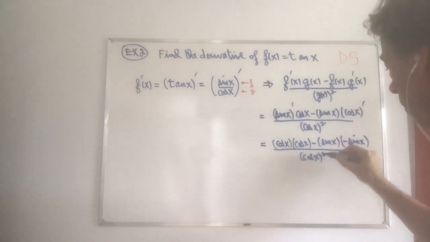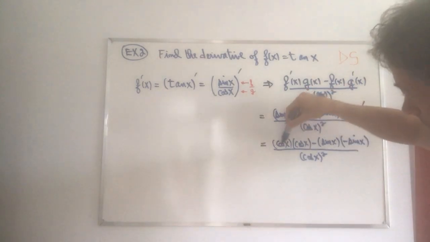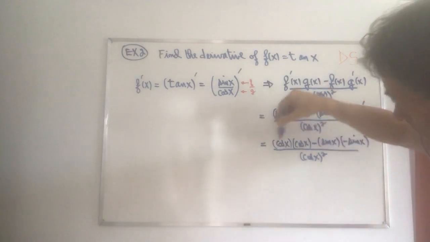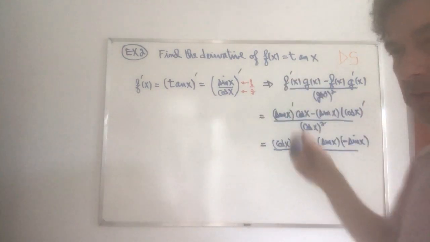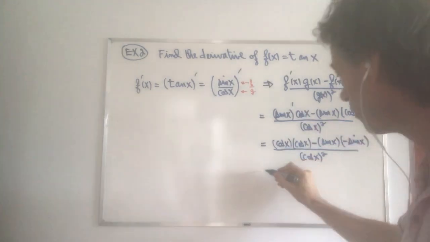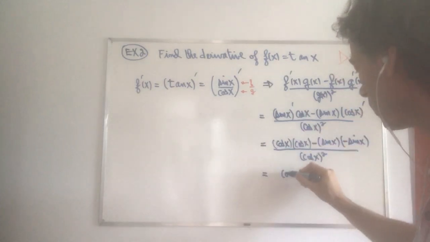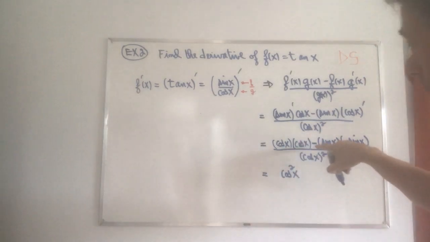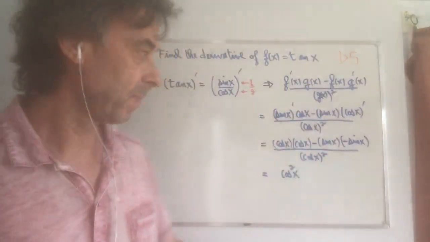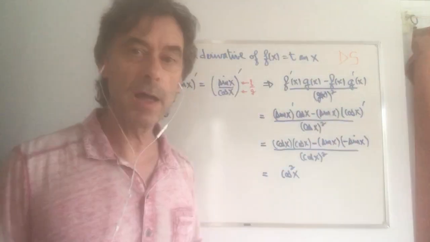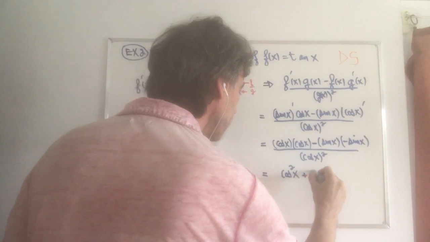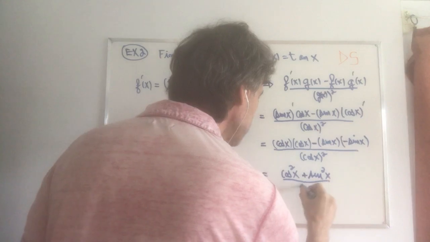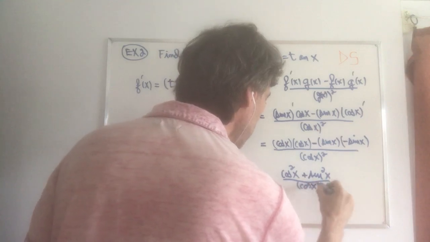Now once again, warning sign, do not cancel cos times cos, cos squared with this cos squared, because there's a minus linking those two, and cos squared is not mise en évidence. It is not factored in front. Can't do that. Don't do crazy stuff. This is just cos squared, because cos times cos. And here, watch this. Minus and minus, that is a plus. Sine times sine is sine squared. All right. Getting someplace. Over cos x all squared.